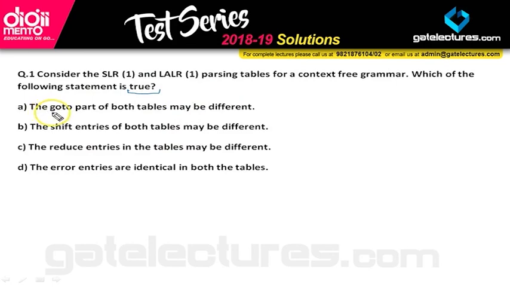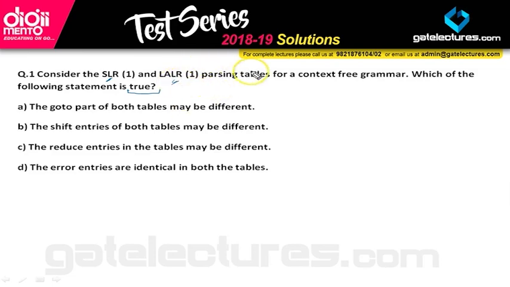So the first option says the go-to part of both the tables may be different, or the shift entries of both the tables may be different, or the reduce entries in the tables may be different, or the error entries are identical in both the tables. Okay, so let's see. In SLR1 and LLR1, if you have solved the question, you know in SLR1 the reduce entries are only put in the follow part of the symbol. And in LLR1 the reduce entries are put only in the look ahead symbols of the table.